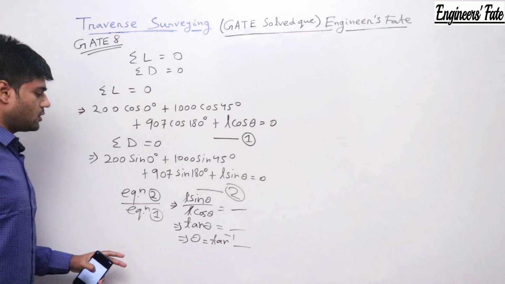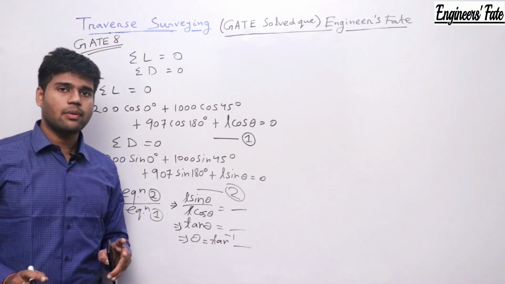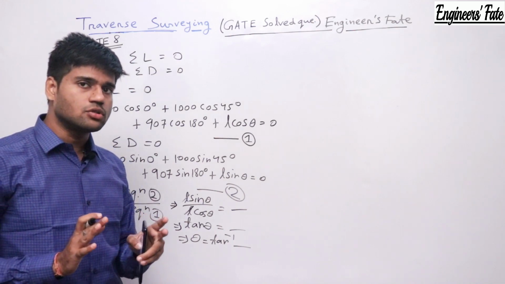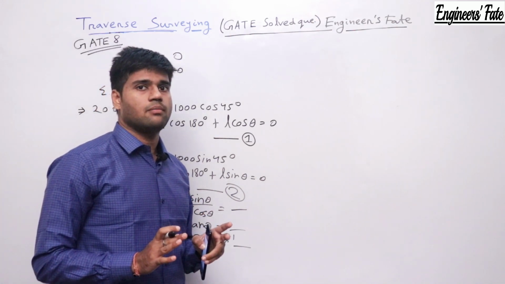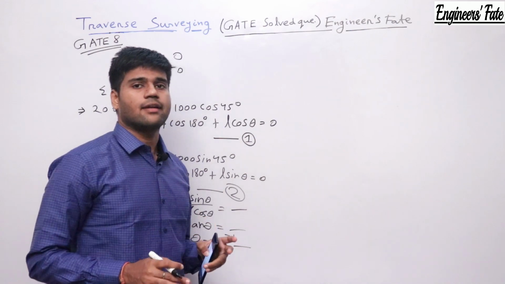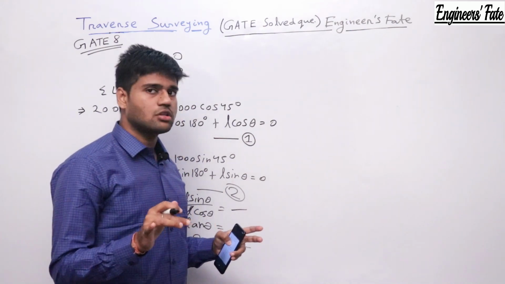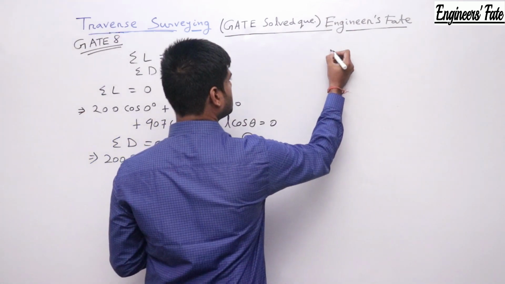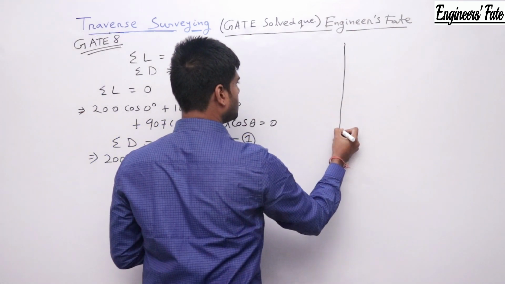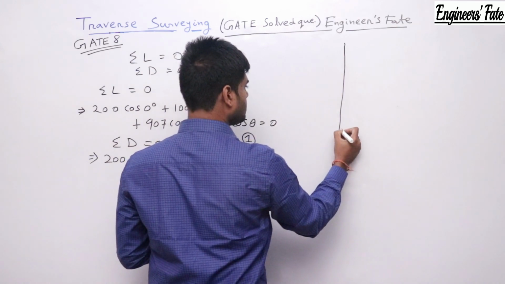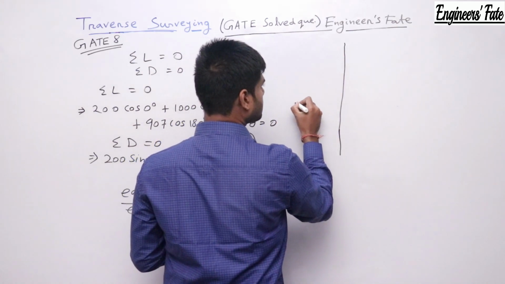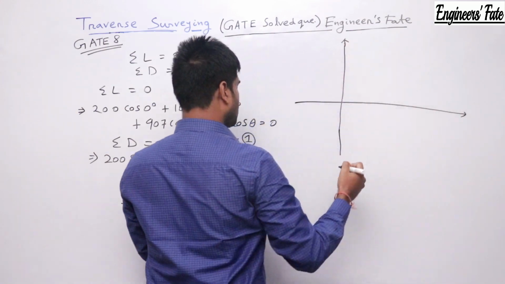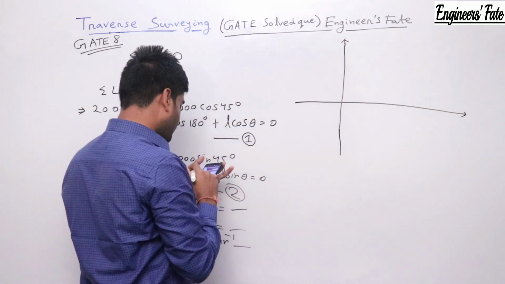Now comes the confusion. I have told you before, for a particular tan value we have two values. So I need to confirm what my actual bearing is. For that I have to draw the traverse. So see how I am drawing the traverse. You can see I have to draw the traverse now.